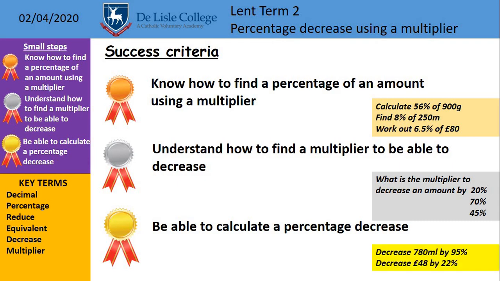So hopefully you could work out a decrease, you could decrease 780 millilitres by 95%. So you would do 0.05 multiplied by 780. And hopefully you could decrease £48 by 22%. So hopefully you could do that question by subtracting 22% from 100%, so getting 78% and doing 0.78 multiplied by £48.